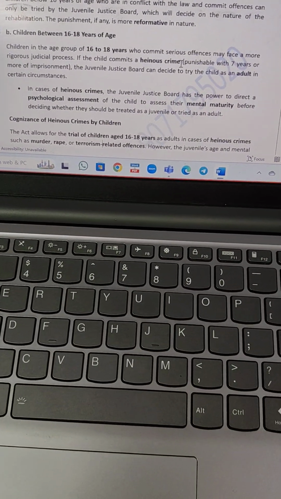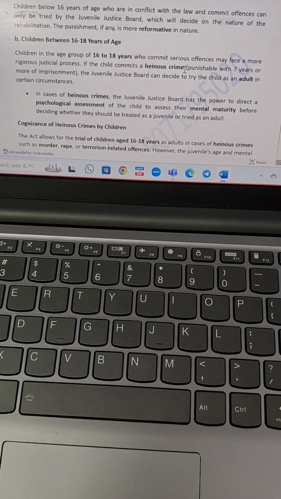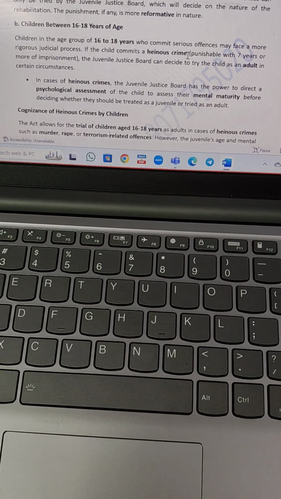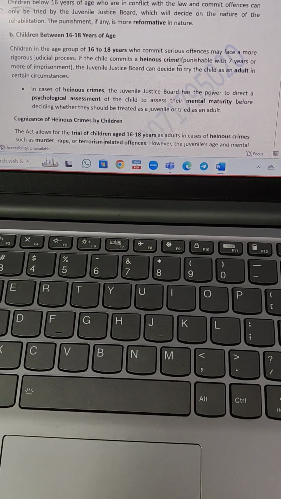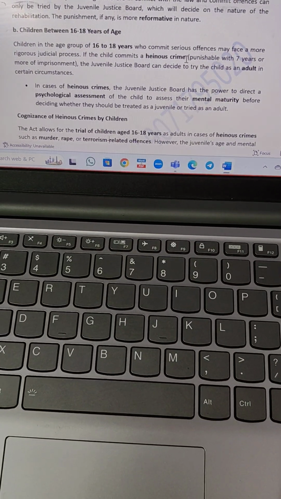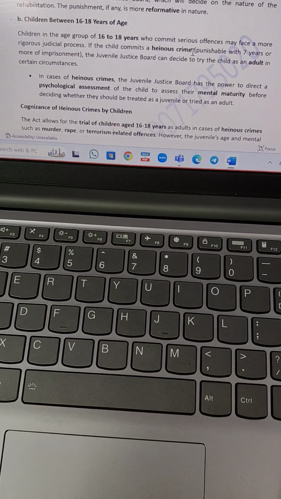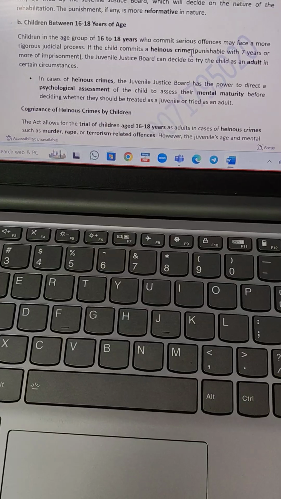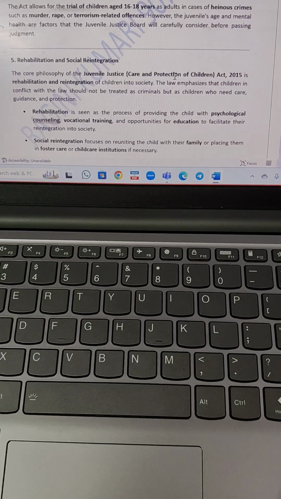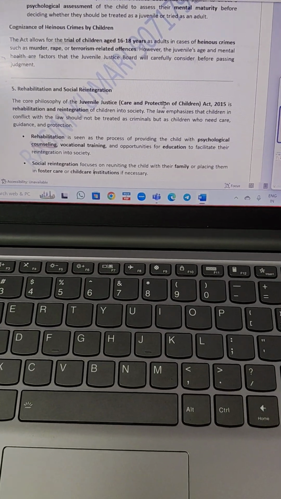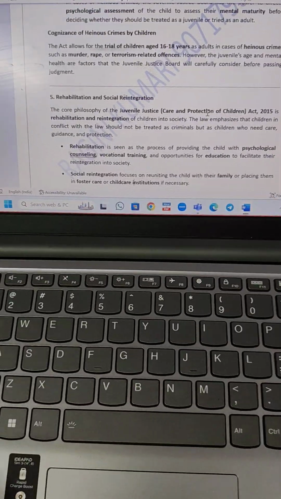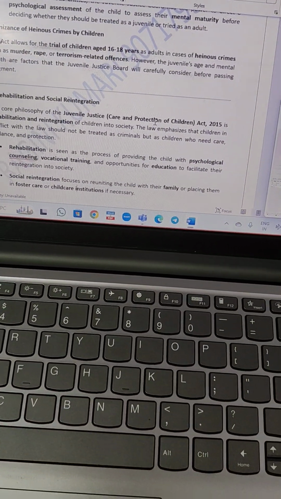Children in the age group of 16 to 18 who have committed an offence may face a more rigorous judicial process. If the child commits a heinous crime, the juvenile justice board can decide to try the child as an adult in certain circumstances. In case of heinous crime, the juvenile justice board has the power to direct a psychological assessment of the child to assess their mental maturity before deciding whether they should be treated as a juvenile or tried as an adult. So if they have committed a very serious or heinous offence, the court will have to decide by the psychological assessment whether they should be considered as a child or as an adult.